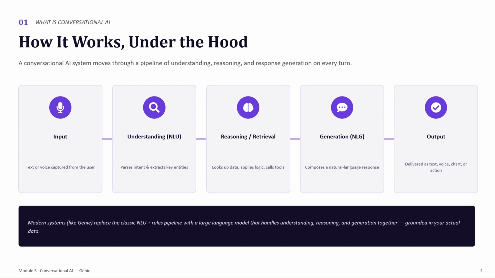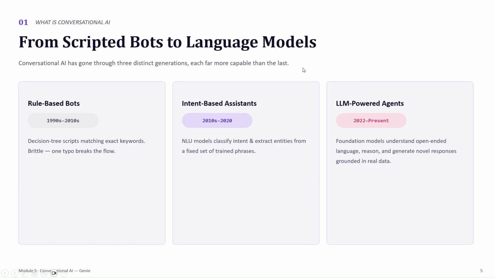A modern system like Genie is replacing the classic natural language rule-plus-rule pipeline with a large language model that handles understanding, reasoning, and generation together. And most importantly, it is grounded on your data. An organization may have general intelligence, but we want to go for specific intelligence.